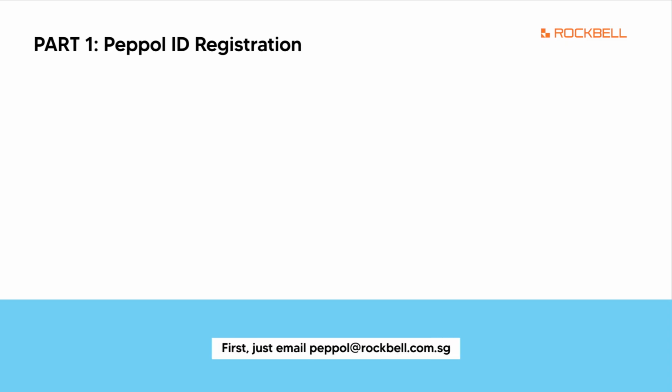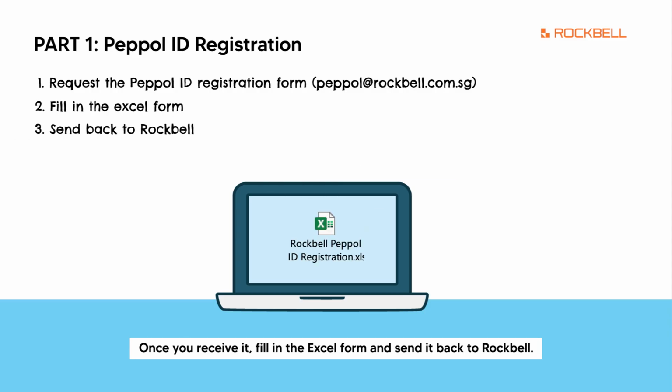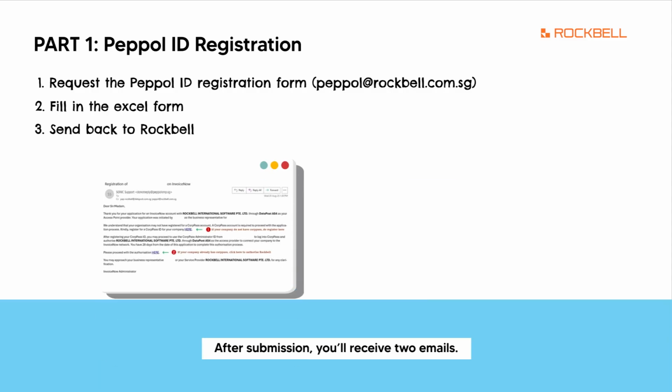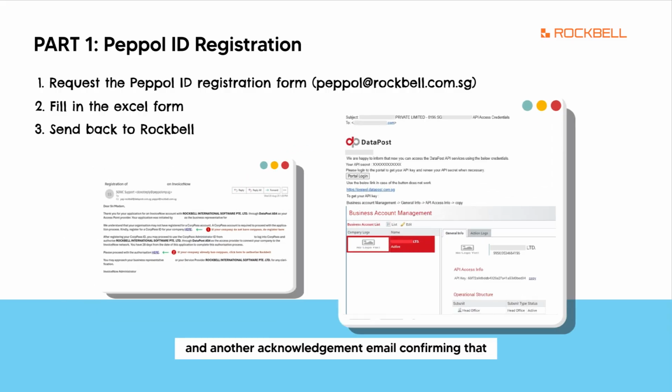First, just email pepl@rockbell.com.sg to request the PEPL ID registration form. Once you receive it, fill in the Excel form and send it back to Rockbell. After submission, you'll receive 2 emails. One with your API key, and another acknowledgement email confirming that Rockbell has been authorized as your solution provider.